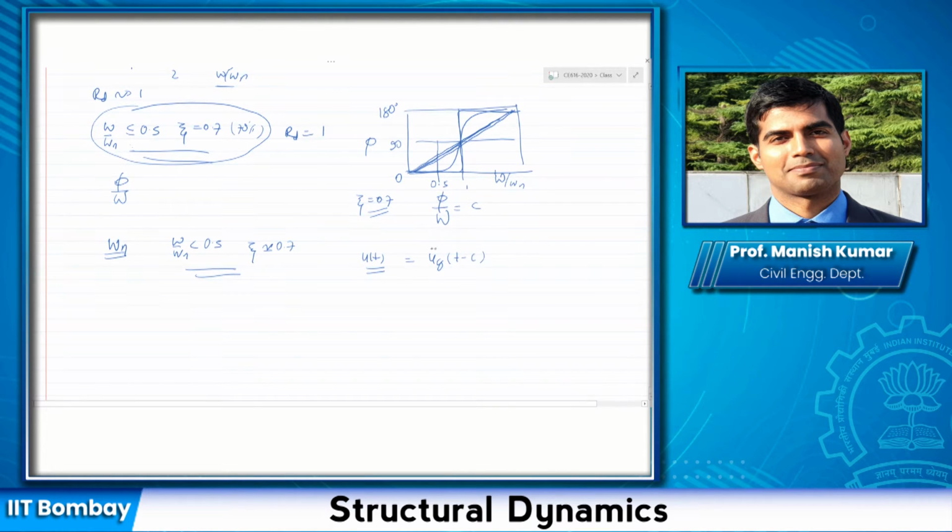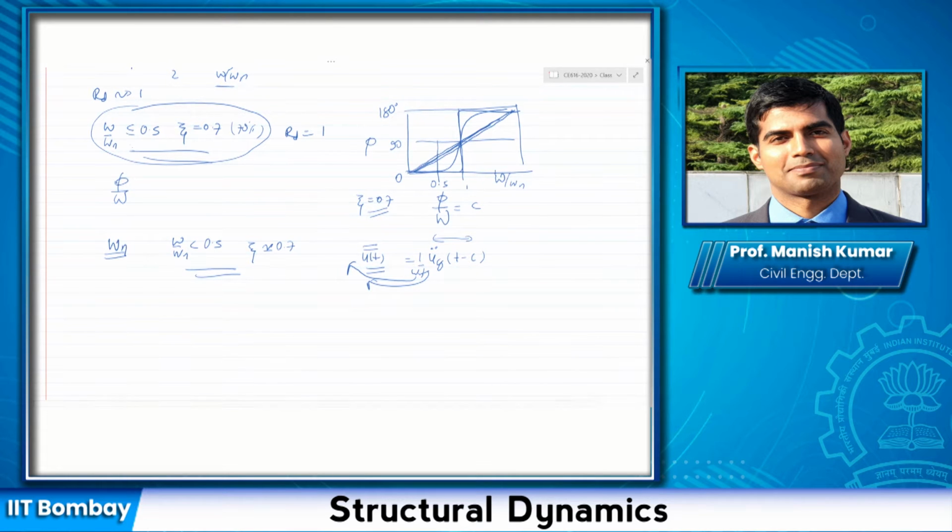So the peak value of both would be the same. Remember, there was a 1 by omega n square term as well, but that is an instrument constant. It is not going to change. So whatever displacement I obtain on that graph would be my acceleration value with some factor multiplied to it.